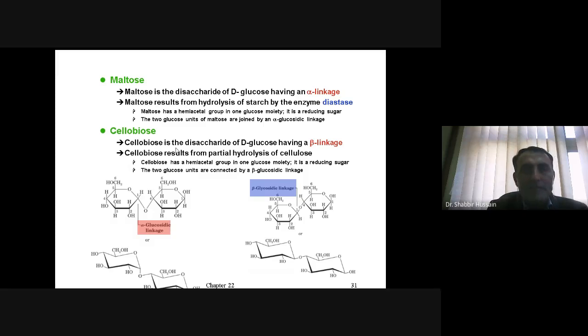Okay. Similarly, if you are talking about maltose, maltose is the disaccharide of D-glucose having alpha linkage, right? As cellobiose, cellobiose is the disaccharide of D-glucose having a beta linkage, right? You see here, there is a beta linkage.